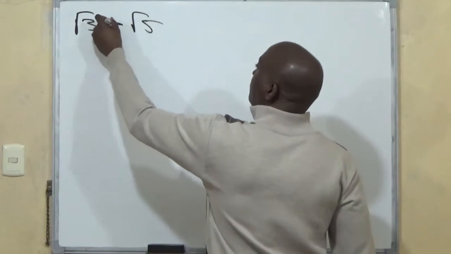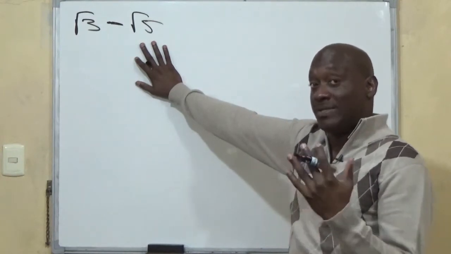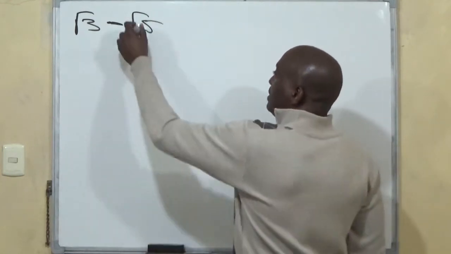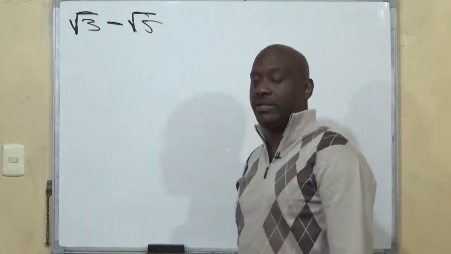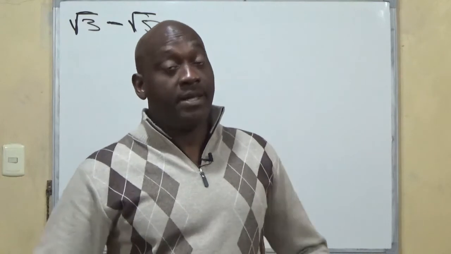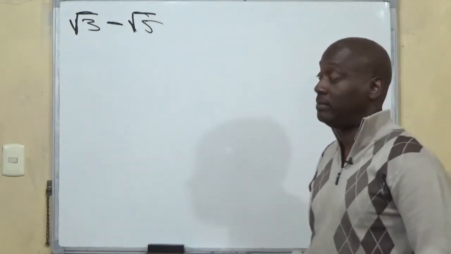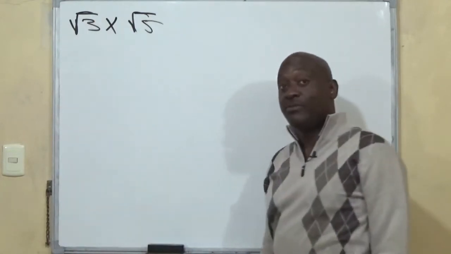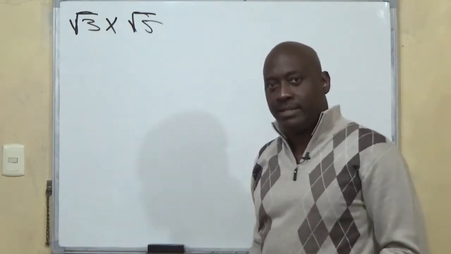If I have to say root 3 minus root 5, I can't go further than that in terms of simplifying, because the surd factors are different. In other words, if you want to use simple basic language, the integer under the square root sign is different. So if the integers under the square root sign are different, then you cannot add or subtract. If you have to add or subtract, the integers under the square root sign have to be the same. However, I can in fact do this. I can multiply root 3 by root 5, even though the surd factors, the integers under the square root sign, are different.